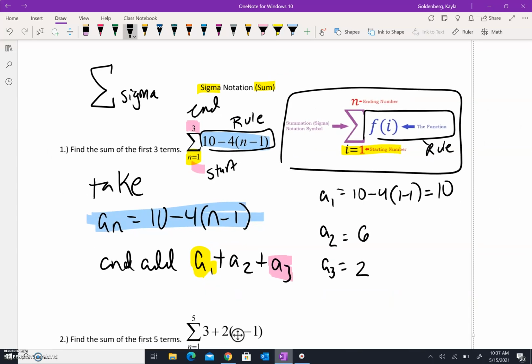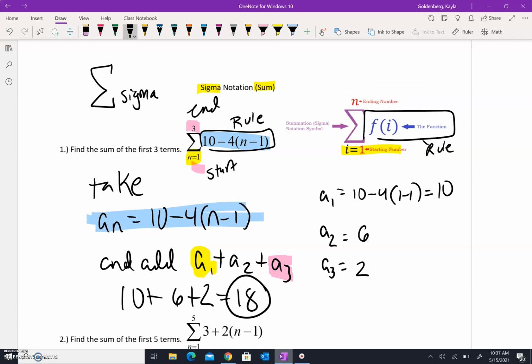So the answer would be 10 plus 6 plus 2, right? That's going to add up to 18. So that whole notation, that whole thing is equal to 18. So if you want to think about the equation idea, that whole thing equals 18. That's what it simplifies to, which is real cool.